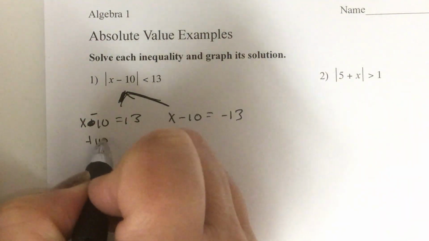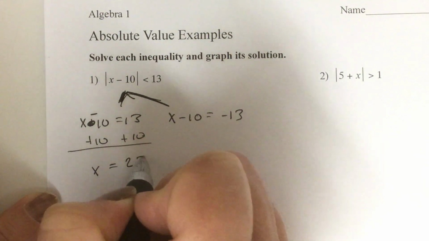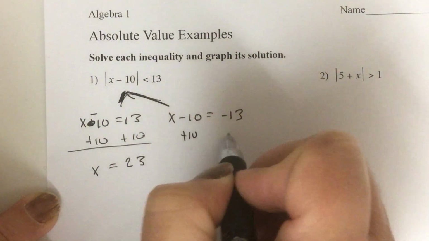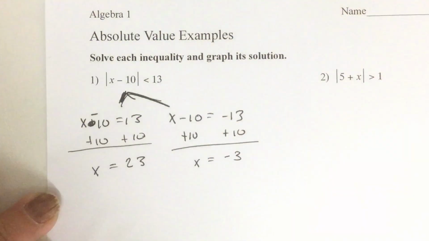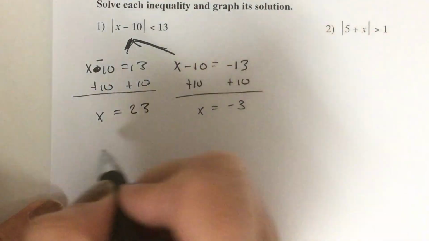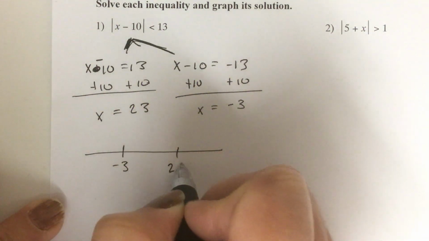So now I'm going to add 10 to both sides, and that gives me x equals 23. I'm going to add 10 to both sides here, and that's going to give me x equals negative 3. So now this is where it's a little bit different. You're going to make a number line. You're going to put negative 3 on it and 23 on it.